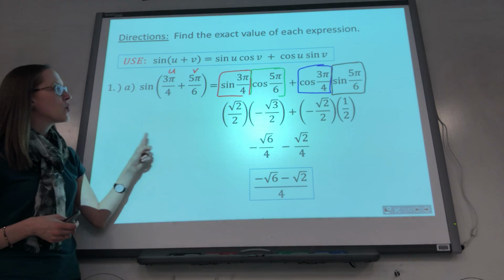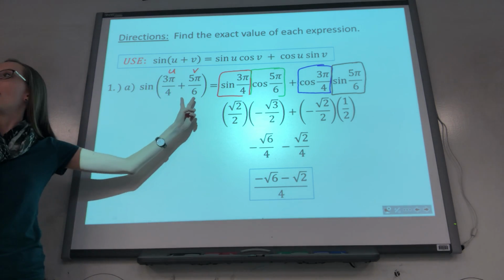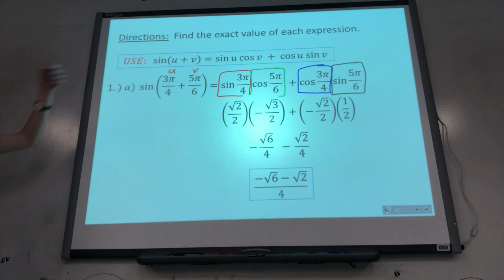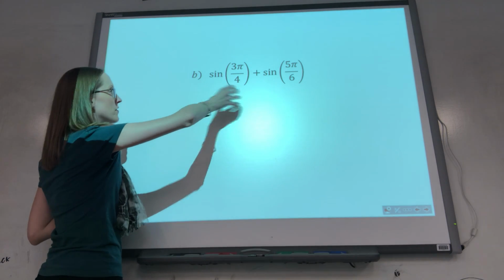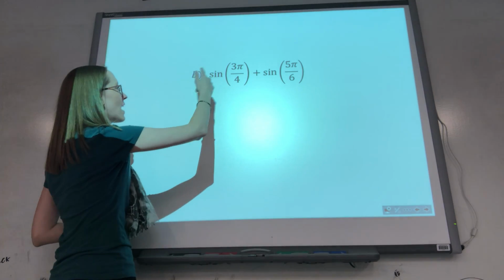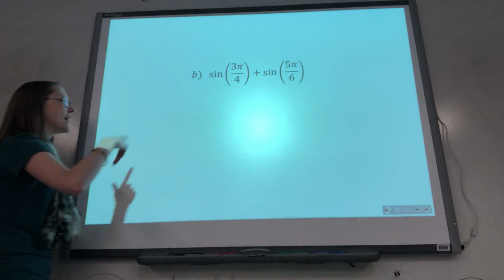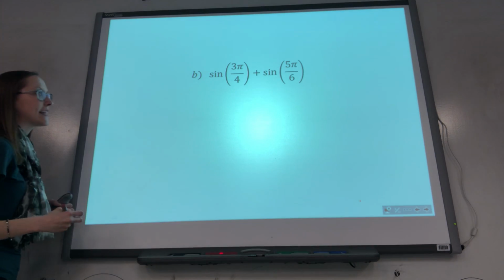Okie doke. Any questions about how we did part A? This was sine of a sum, so that's why we used that formula. Now take a look at part B for this problem. It looks similar to part A, but it's not the sine of a sum anymore. It's sine of 3 pi over 4 plus sine of 5 pi over 6.